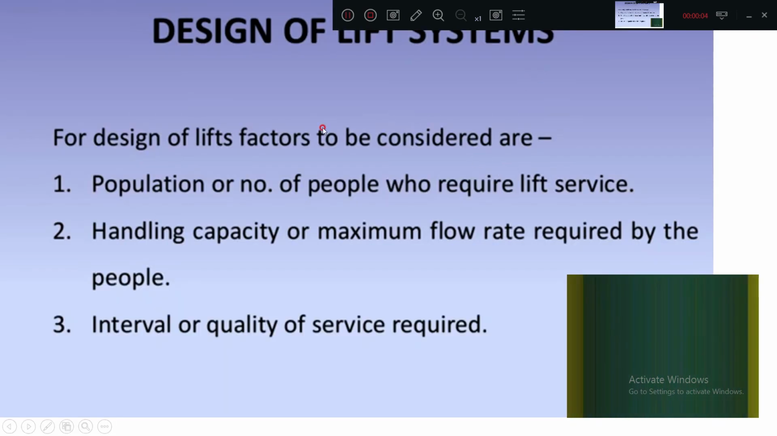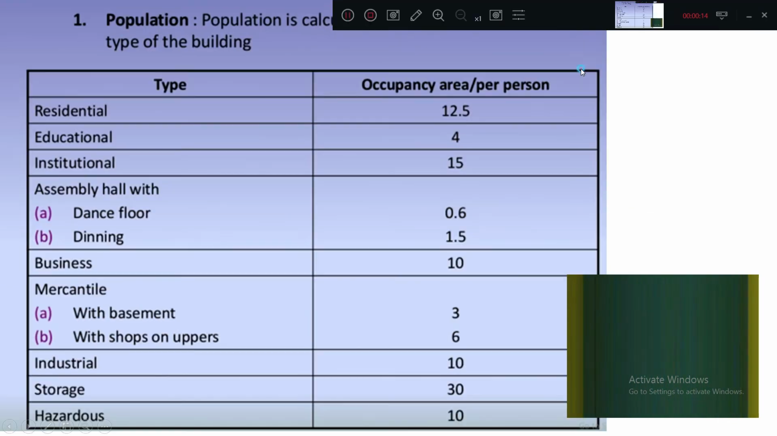Okay. Now we will see some of the same what we have studied now. Design parameters. We will see design of lift system. Design of the lift system. So we will see some of the important points here one by one.